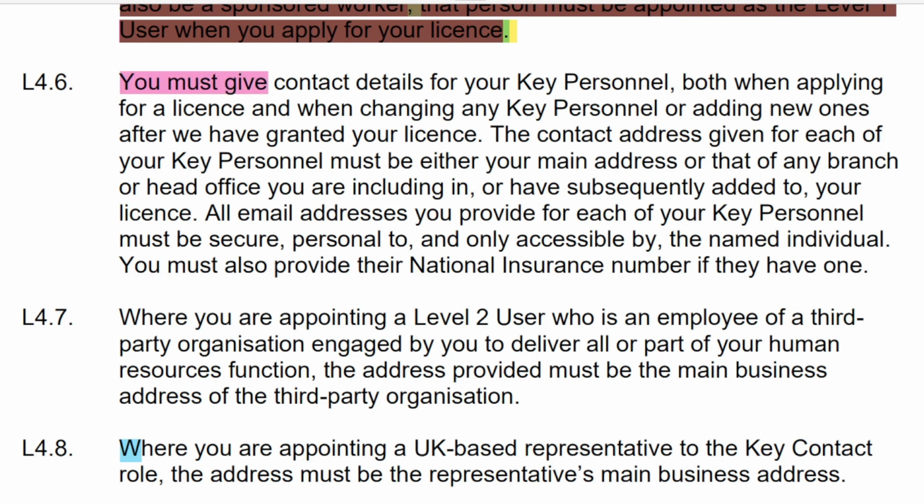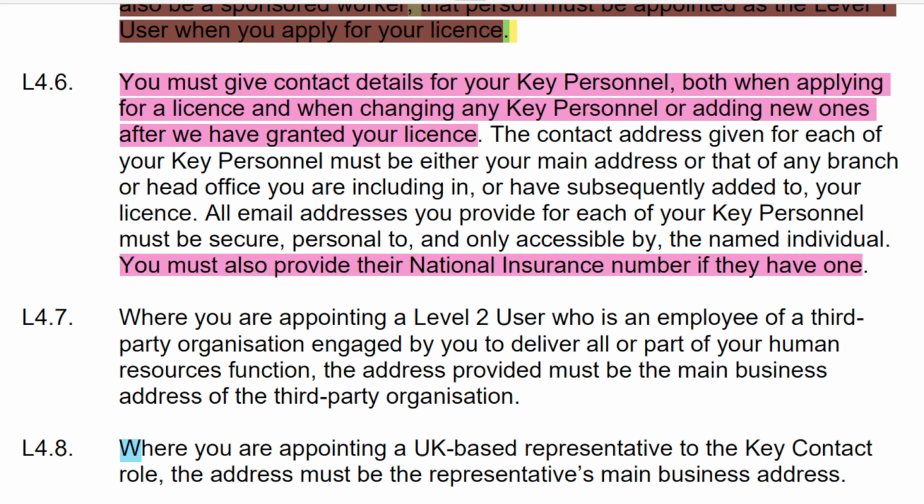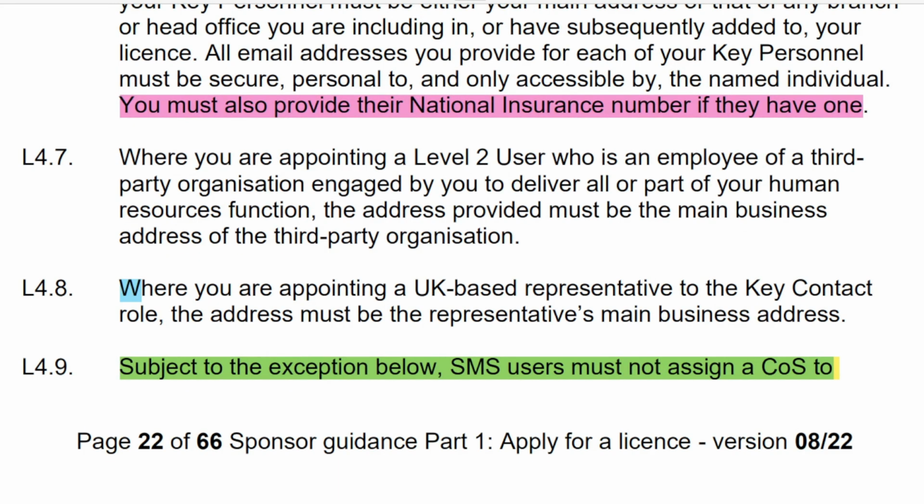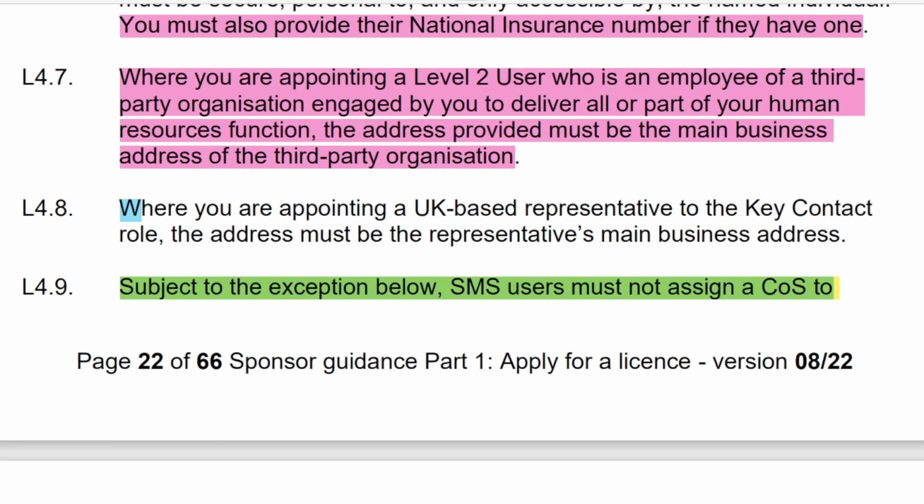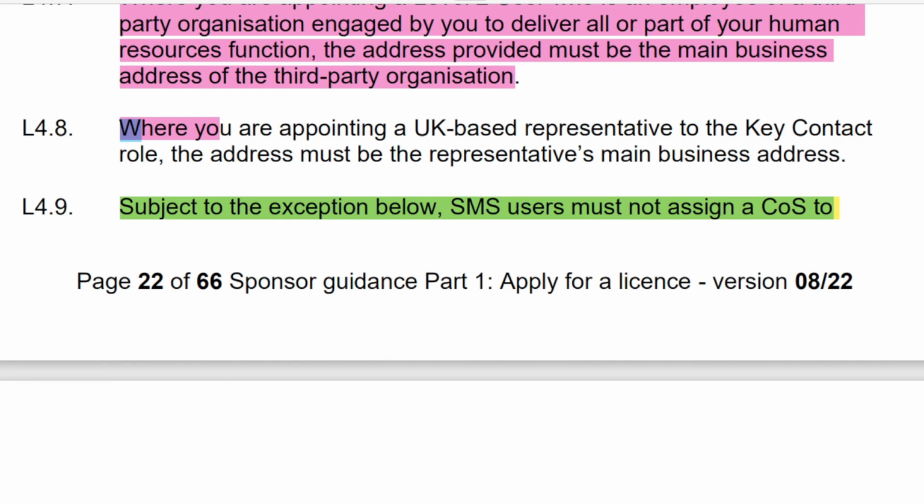Further, it says you must give contact details of your key personnel, both when you are applying for a license and when changing any key personnel or adding new ones after we have granted the license. You need to provide all the details of the key personnel. You must also provide the national insurance number if they have one. If you are appointing a level 2 user who is employed by a third party organization engaged by you to deliver all parts of your human resource function, the address provided must be the main business address of the third party organization. You must mention the third party organization address when you appoint a level 2 user who is not an employee of your organization. Where you are appointing a UK based representative as the key contact, the address must be the representative's main business address.